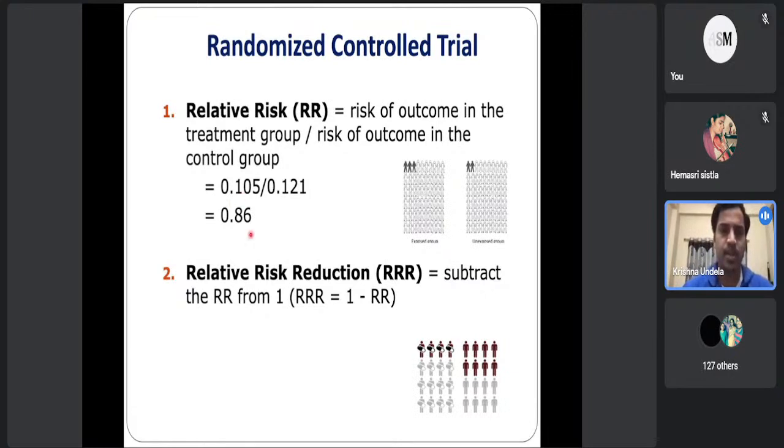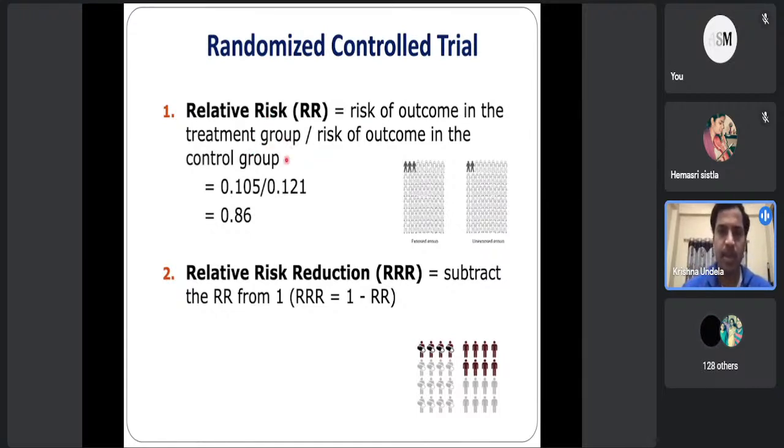And 0.86 is less than 1. So we can say the chance of getting the outcome is less. In the first group, what is the first group here? The treatment group. So the chance of getting the primary outcome, that is cardiovascular death, myocardial infarction, stroke, is less in the treatment group, that is the empagliflozin group, compared to the placebo group.